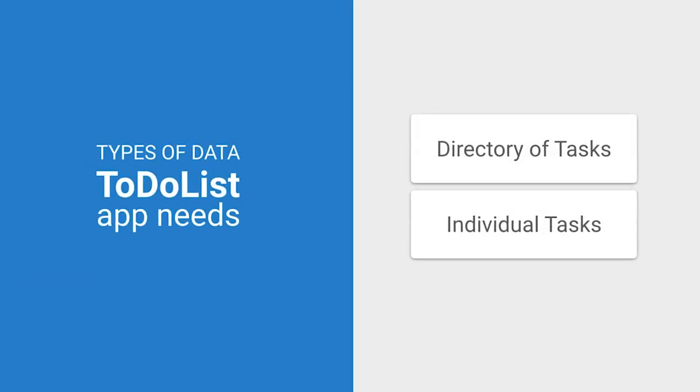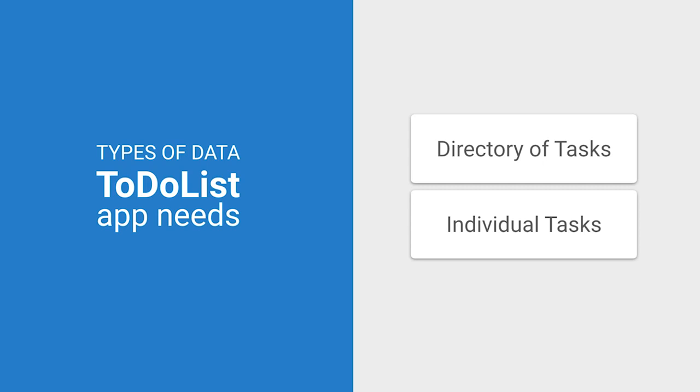Now for the to-do list app, we want to access two different types of data. The first is a directory of tasks, and the second are individual tasks. This way we can do things like display all of the tasks, and we can also modify a task one at a time. So we'll define URIs to distinguish between these two types of data.